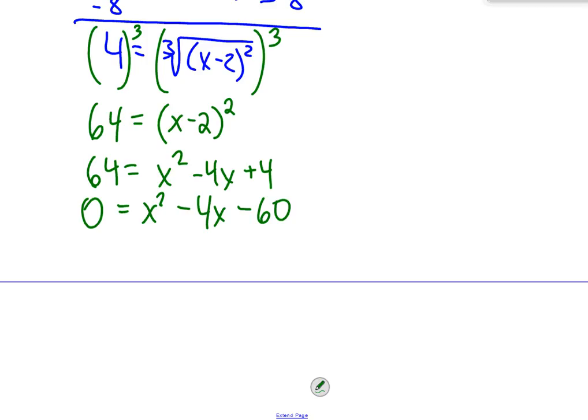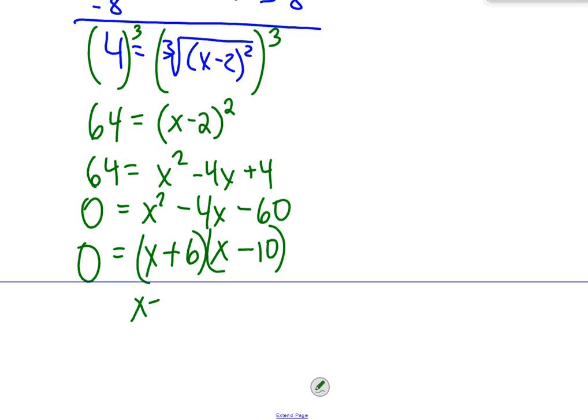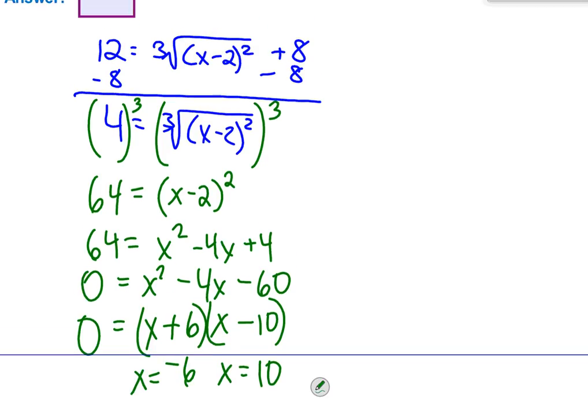So once I have that, I can factor that again, and this one, what multiplies to be 60 and subtracts to be 4? 10 and 6. So I can get x and x, 10 and 6 multiply, since I want it to be negative, a minus and a plus, x equals negative 6, x equals positive 10. There's my two answers. Again, I want to check them.